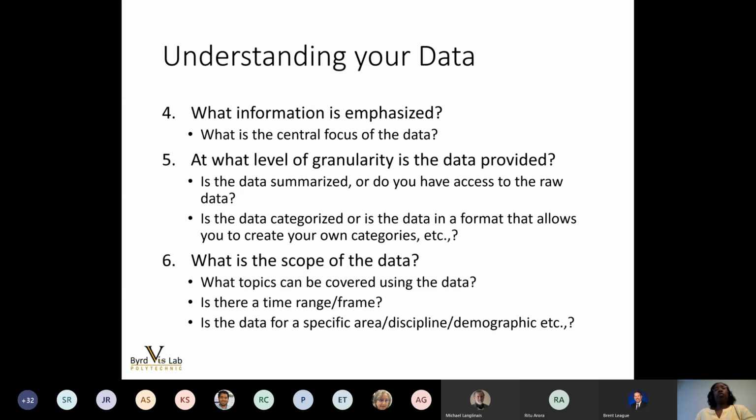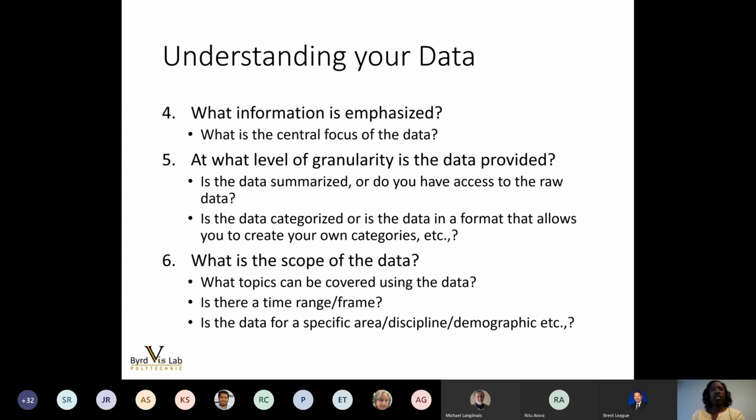And then lastly, what is the scope of the data? What topics can be covered using this data? Is there a time range or frame? You won't always have a time component. Sometimes you will, and if you do, there are a lot of different things that you can visualize with that as well. Is the data for a specific area or discipline or demographic? That also impacts how you would go about visualizing the data.